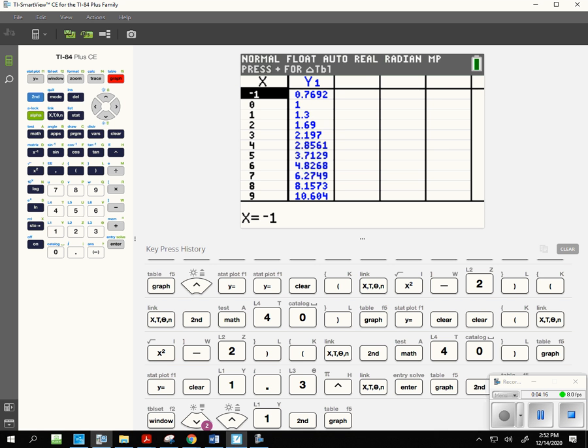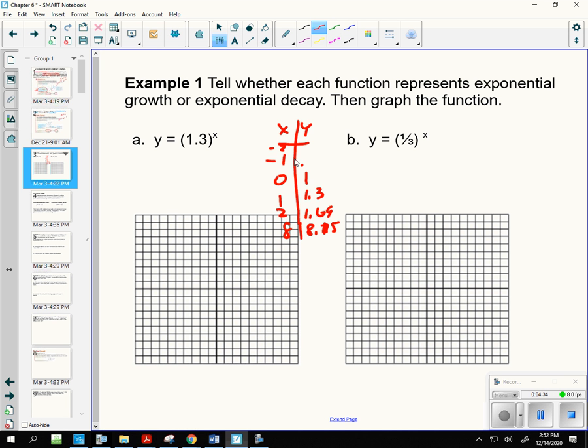Let's go back to the calculator, and let's arrow up. So notice the numbers keep getting smaller and smaller, but they never actually get to 0. So let's graph as many of these. Negative 1 is 0.76, negative 2 is 0.6. So again, graph as best you can, obviously. So it's going to keep getting smaller and smaller, and then you're going to get to 1, 1.3, 1.69.